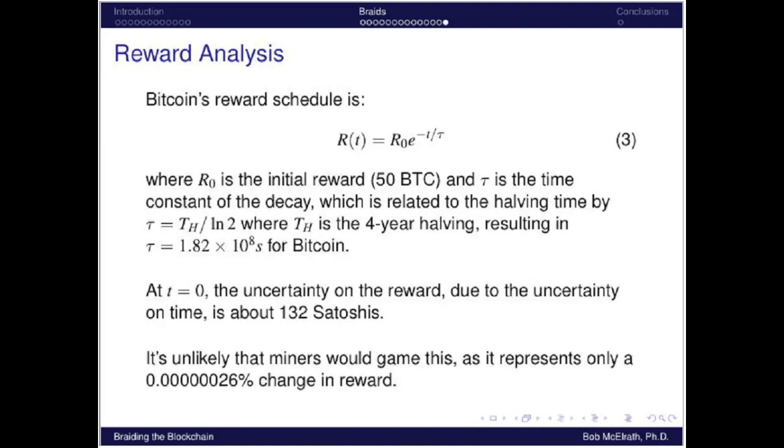Bitcoin's reward schedule looks like the following. The reward as a function of time is the initial reward, R0, 50 Bitcoins, times an exponential function. So it's an exponentially decaying reward. Now, Satoshi chunked this up so that it halves every 4 years, but if I were to turn this into a continuous function, this is what it is. At the very beginning, the uncertainty on time of 4.79 seconds corresponds to an uncertainty on the reward of about 132 Satoshis. So in principle, what we could do is allow blocks to write their own reward plus or minus 132 Satoshis.